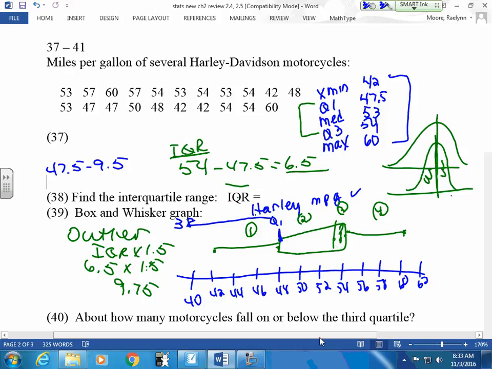Does my minimum fall within that? Right? My minimum falls within that. Nothing falls outside of that, right? So I have no outliers on the left-hand side.